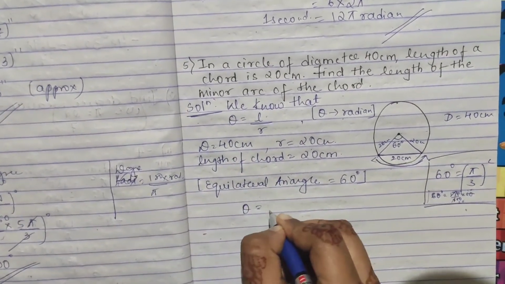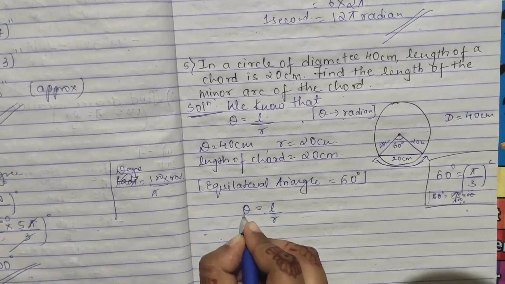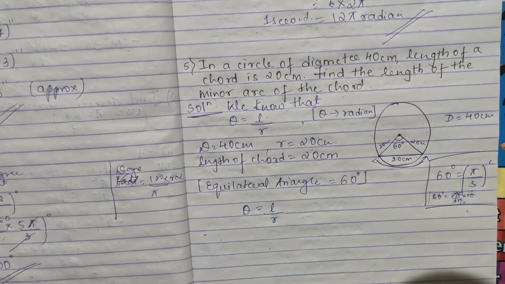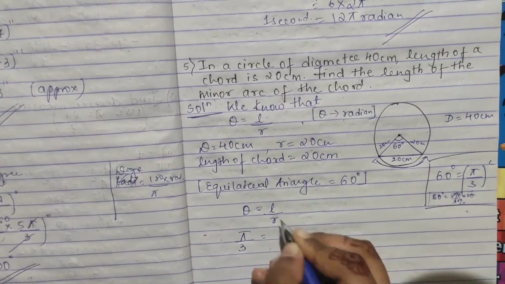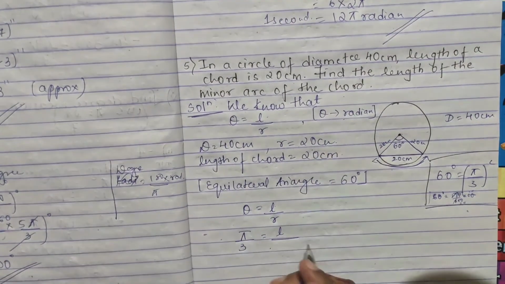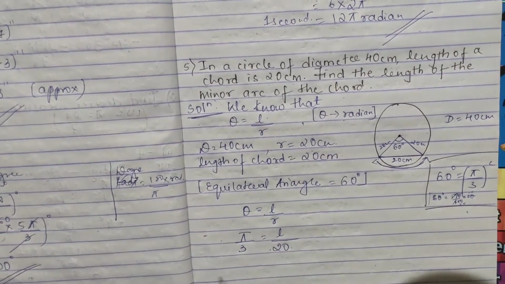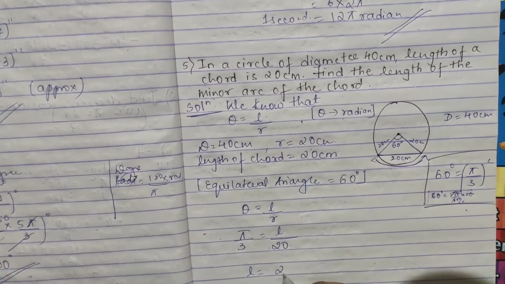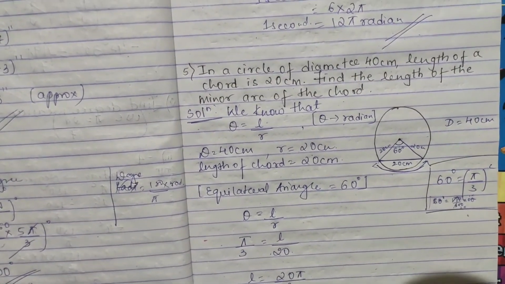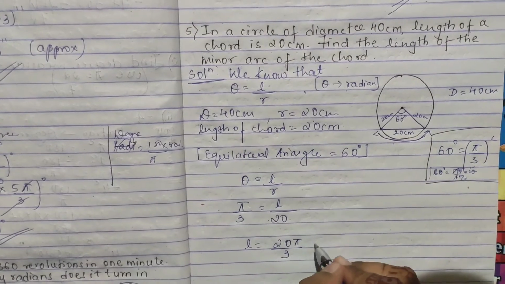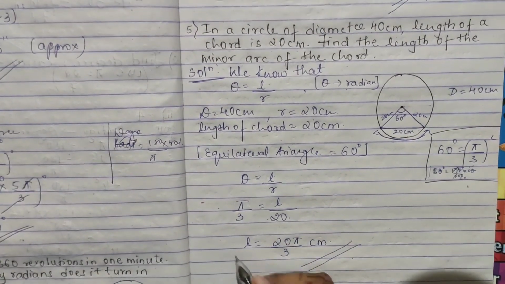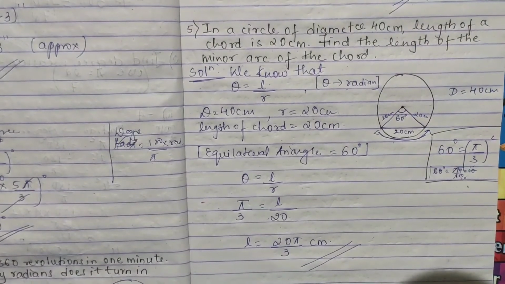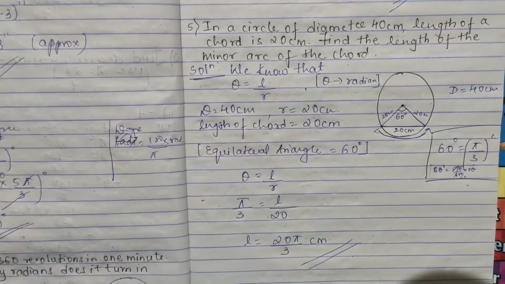Take theta is equal to L by R. We got theta, we got R, so we can easily find our L. Theta is pi by 3, L you have to find, and R is 20. So L is equal to 20 pi by 3 centimeter. Don't forget to write the unit. Okay, 20 pi by 3 centimeter, you have got your L. Understood? Please pause the video to note it down.